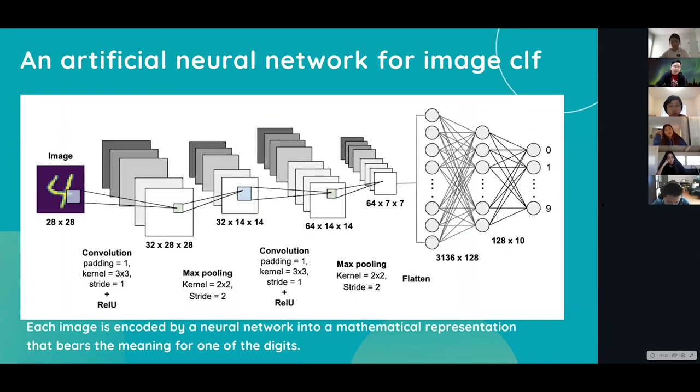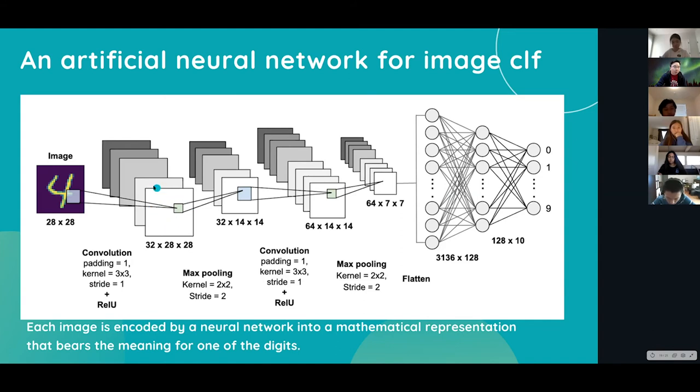The image classification algorithm that we're going to apply is essentially going to take a 28 by 28 pixel image. You can see here we're doing a convolution, with padding equal to 1, kernel equal to 3 by 3, where the kernel is the filter, and stride equal to 1. And ReLU here is essentially the activation function. So what it does is take these little filters and map from pixel to pixel, until you have an image like this.